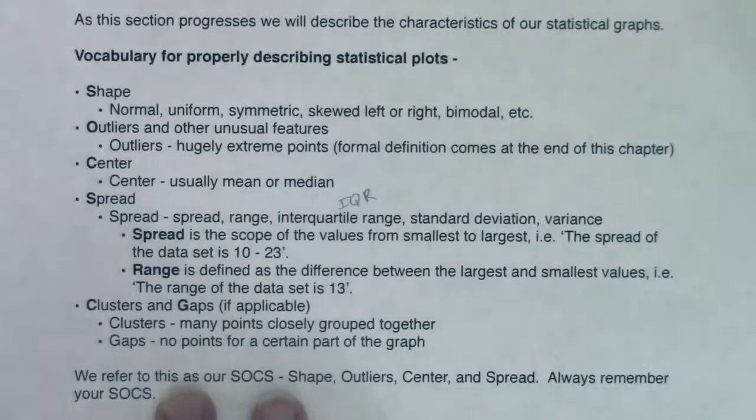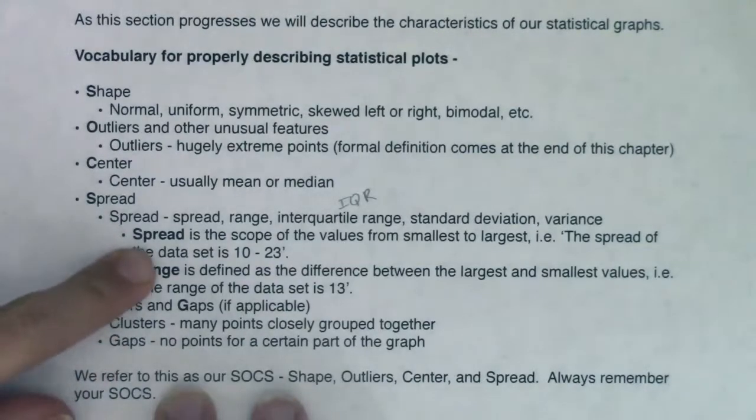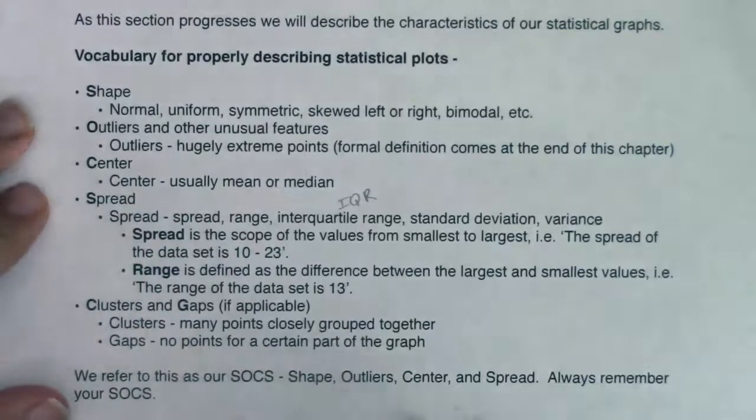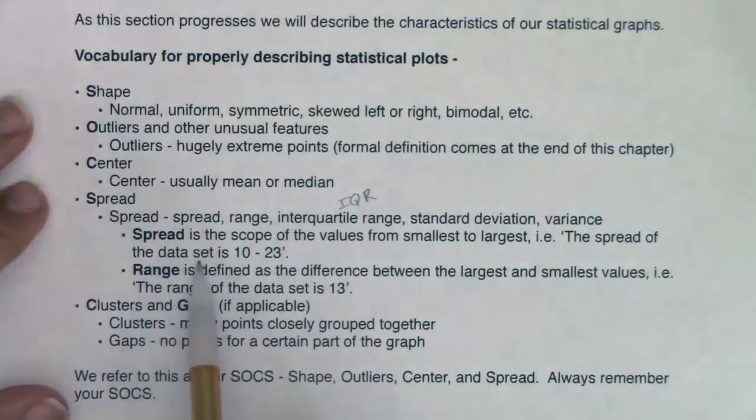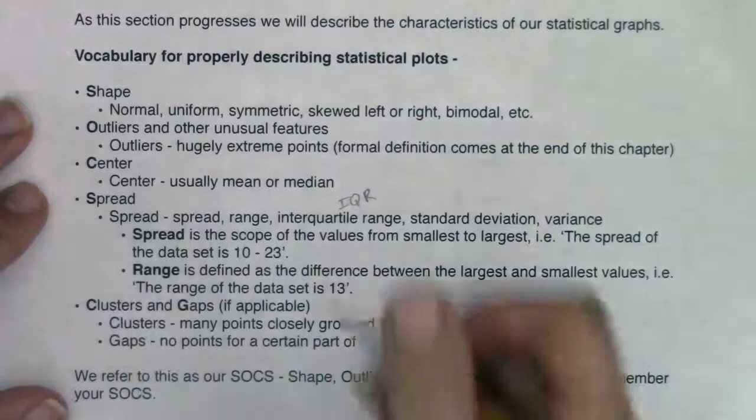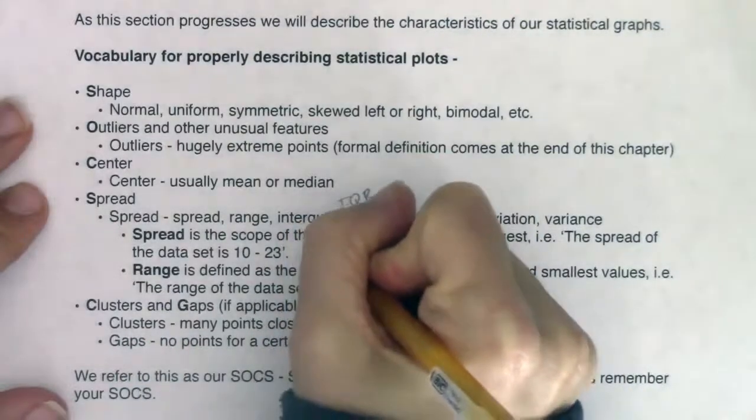So the spread. If I ever ask you to quote the spread, you owe me two numbers: the low and the high. The spread is the scope of the values in your data set from smallest to largest. For instance, maybe the spread of a data set was 10 to 23. So if you're ever quoting me the spread, you owe me two numbers.